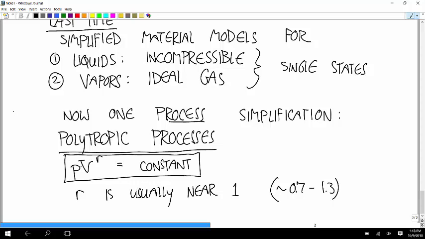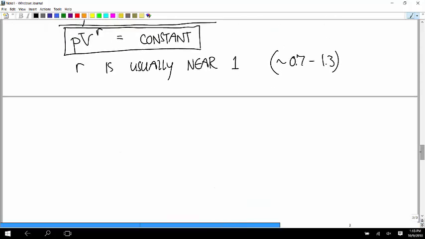To use this, you need to know what that exponent R is. So how do you know that? Normally you would know that from experiments on this specific process. You're taking measurements relating the pressure and the volume and then finding that they approximate that.